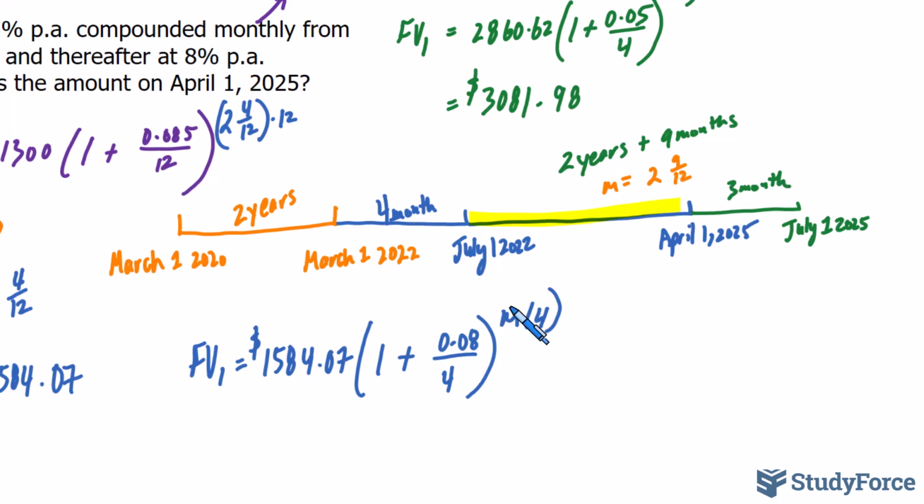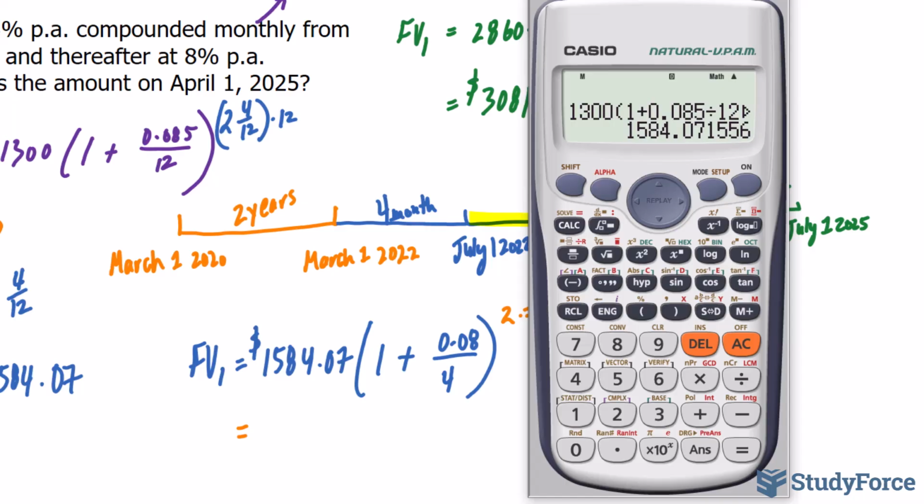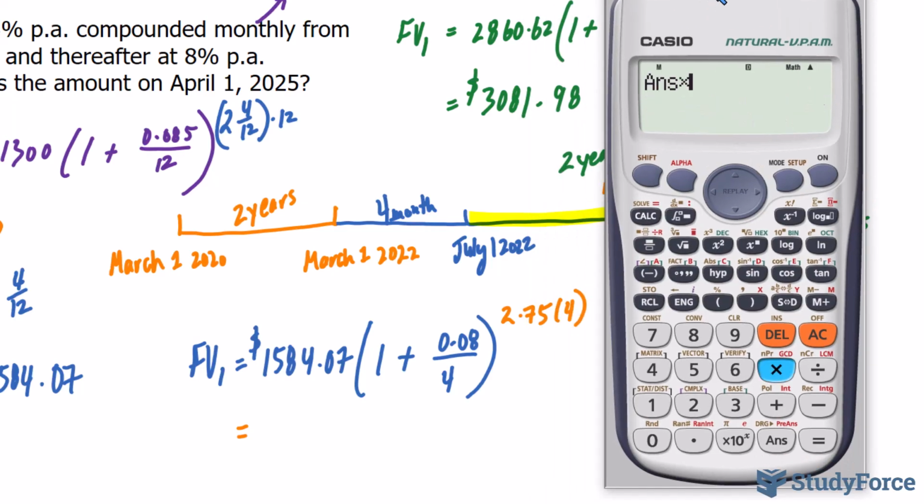Let's substitute that in for m. So 2 and 9 over 12, which, by the way, is the same thing as 2.75, times 4. So let's find our final future value. The number on our screen times 1 plus 0.08 divided by 4, raised to the power of 2.75 times 4, and we get our final future value of 1969.59.